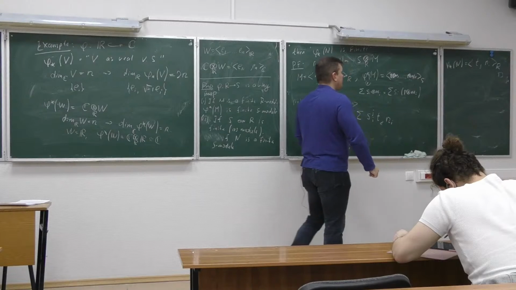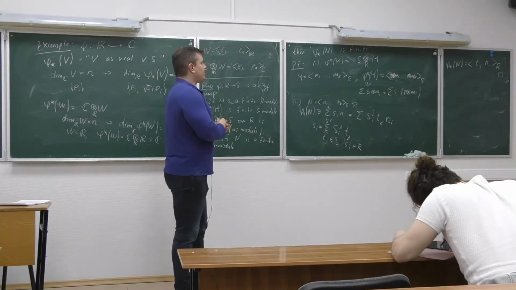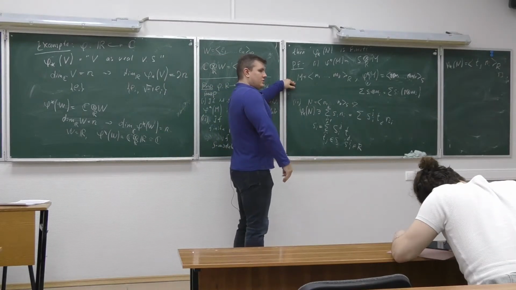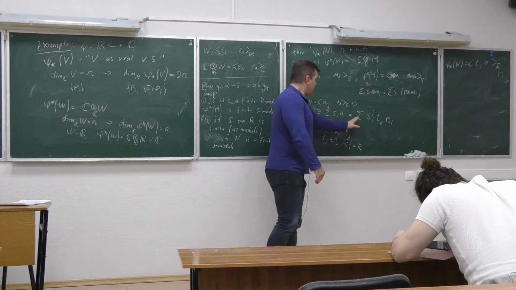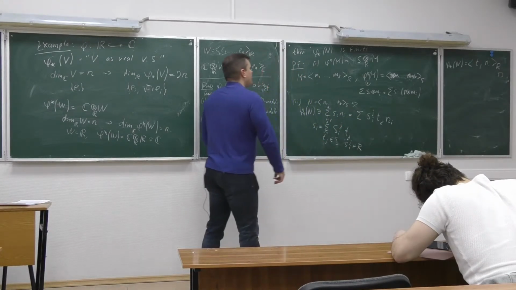So here we don't need any additional assumptions. So for extension of scalars, the tensor product preserves the property of being finite without any assumptions. And here you can see that we actually need this additional assumption because of this expansion.